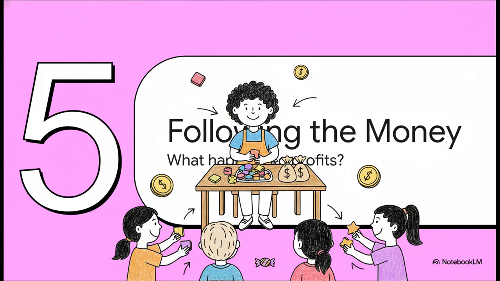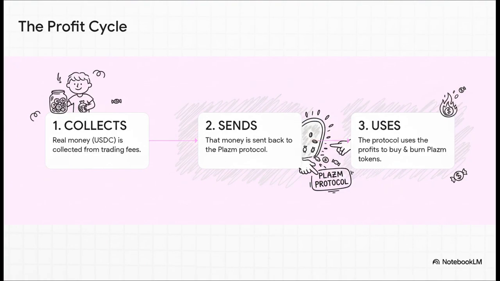Okay, so we're following the money. Plazm is acting like Max. It's collecting all those little trading fees, those little digital gummy worms. But what happens to all that profit? Where does the money go? It's a really cool, simple 3-step cycle. Step 1, the protocol collects all those fees, and they're usually in real money, like USDC. Step 2, it sends all that cash back to the Plazm protocol itself. And then, step 3, and this is the important part, the protocol uses that money to buy its own Plazm tokens right off the open market, and then it burns them.